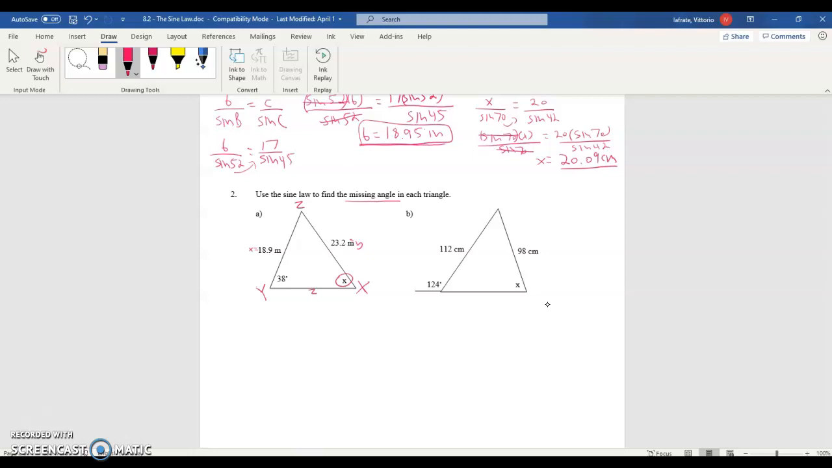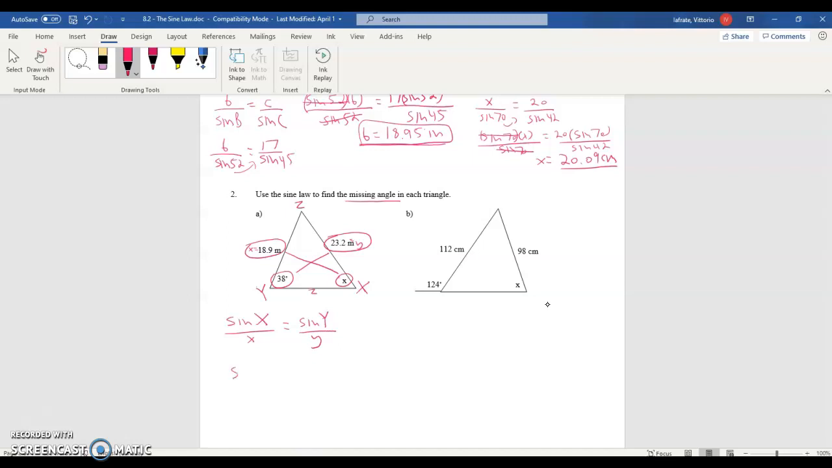Let's see what we have. So we have two sides and one angle opposite to one of those sides. We're looking for angle x, and we have the side opposite to angle x. So we can use our sine law in this case. We're looking for angle x, so we're going to write it this way. We're going to write sine of angle x over side x is equal to sine of angle y over side y.